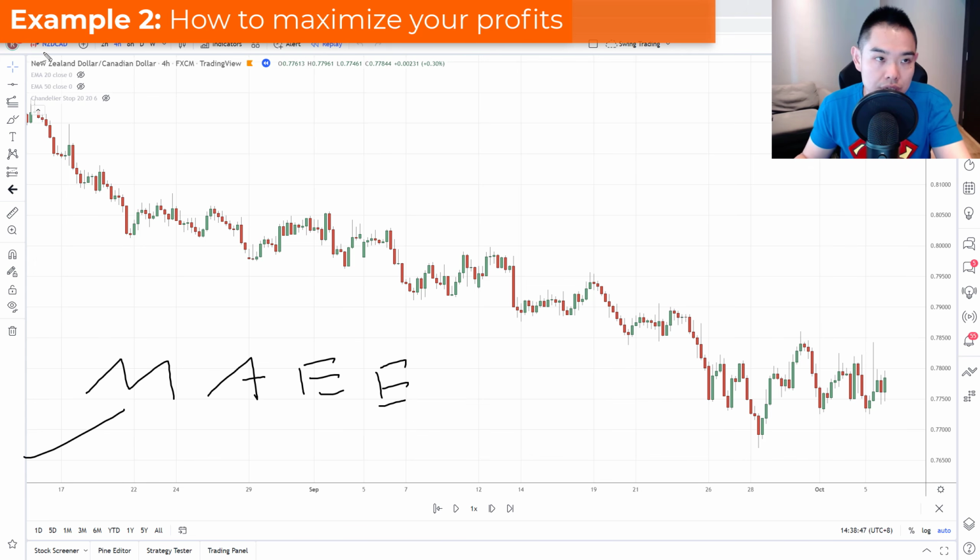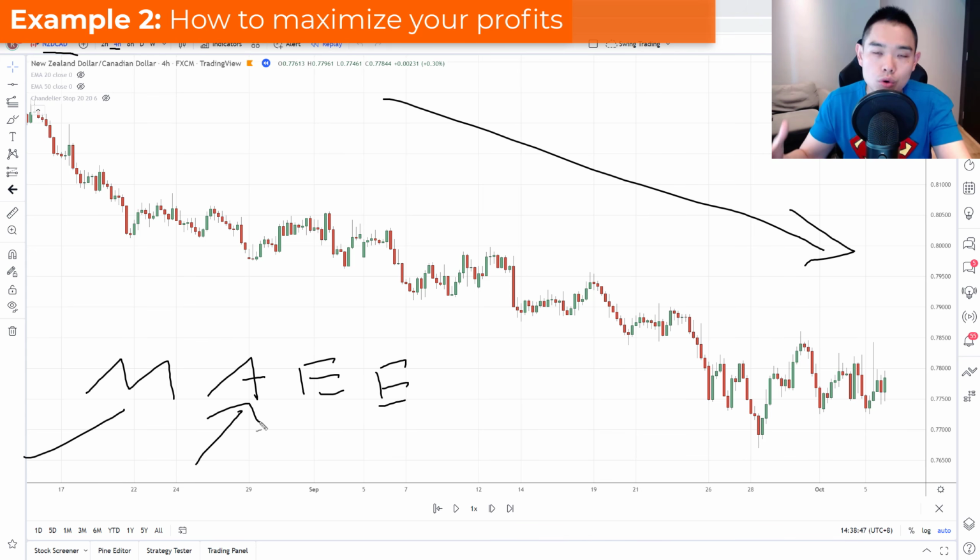This is the New Zealand Canadian, the 4-hour time frame. What is the market structure? The market is in a downtrend, right? Great. So you know that the market is in a downtrend, then where will you look to trade from? Where is the area of value that you want to pay attention to?